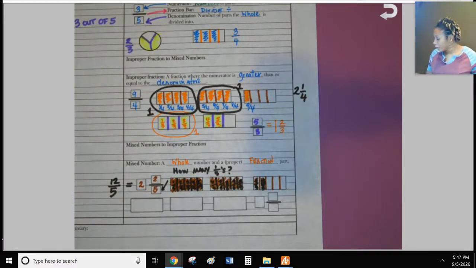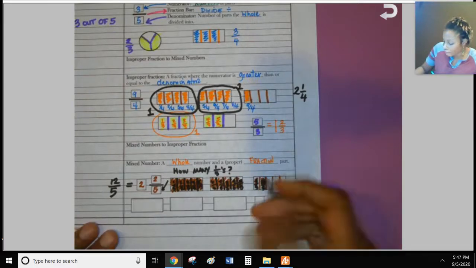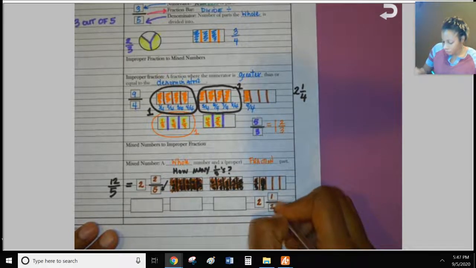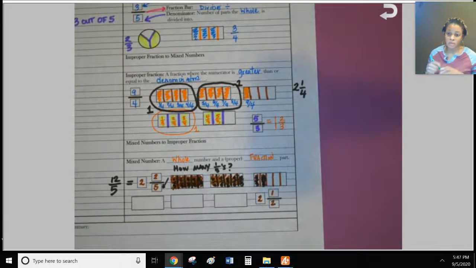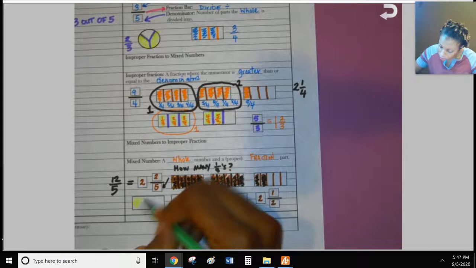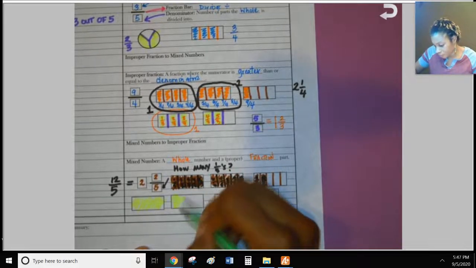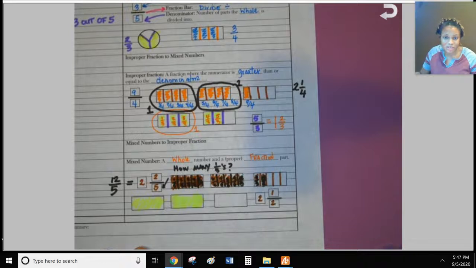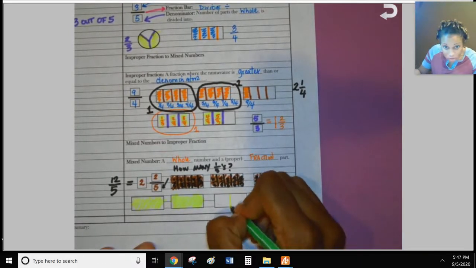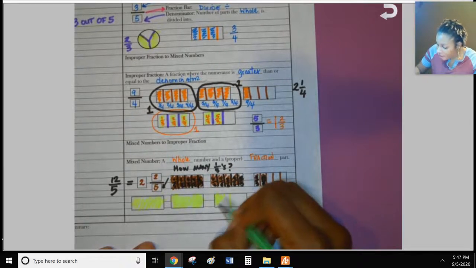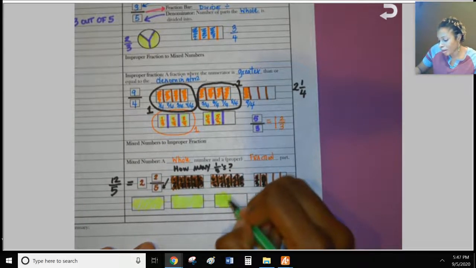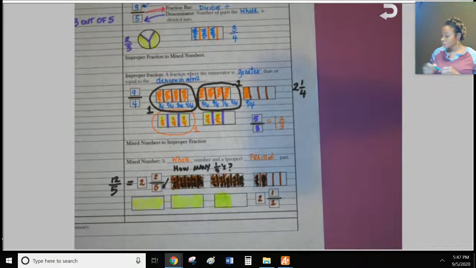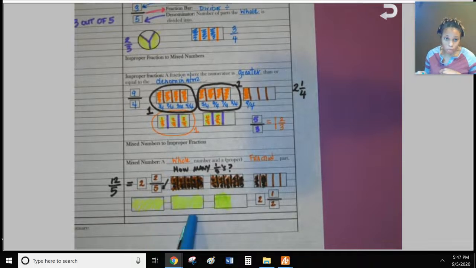Let's try another one. What if we tried 2.5? So 2.5 means I'm going to shade in 2 wholes, and then I'm going to shade in half of 1. So I'm going to split it into 2 sections, and then shade in half of a whole, or 1 out of 2. So I shaded in 2 wholes and 1/2.